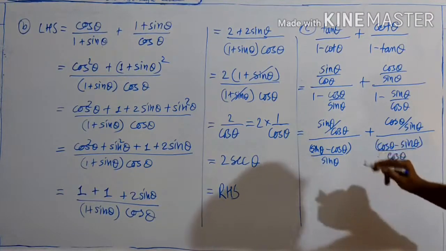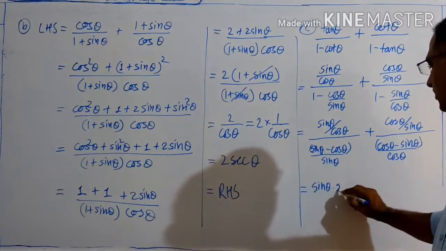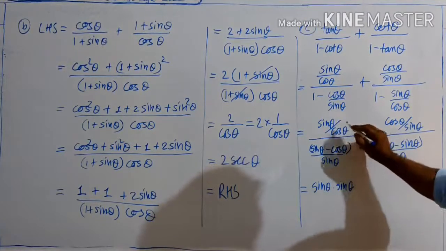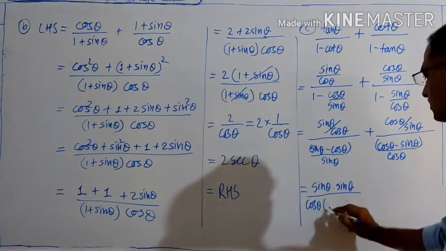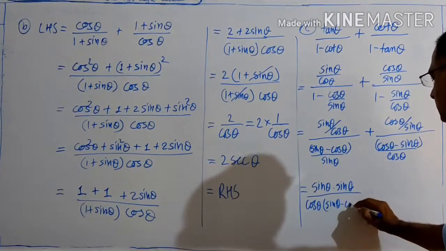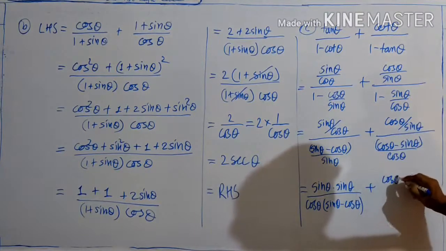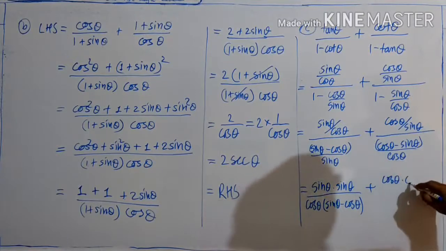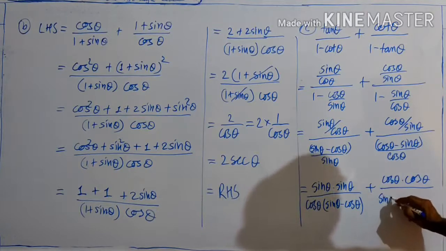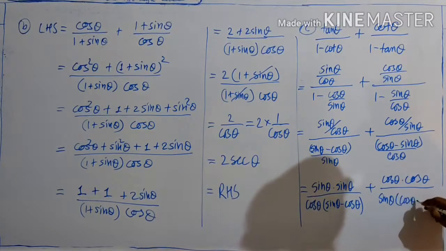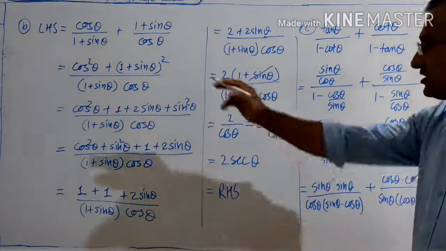So now on simplification, here sin theta multiplied by sin theta, this sin theta will go to numerator and the cos theta will come to denominator. So cos theta multiplied by this bracket (sin theta minus cos theta), plus here we will get cos theta multiplied by this denominator, cos theta will go to numerator and this denominator will come to denominator, sin theta multiplied by (cos theta minus sin theta). So now let's go for the next step here.